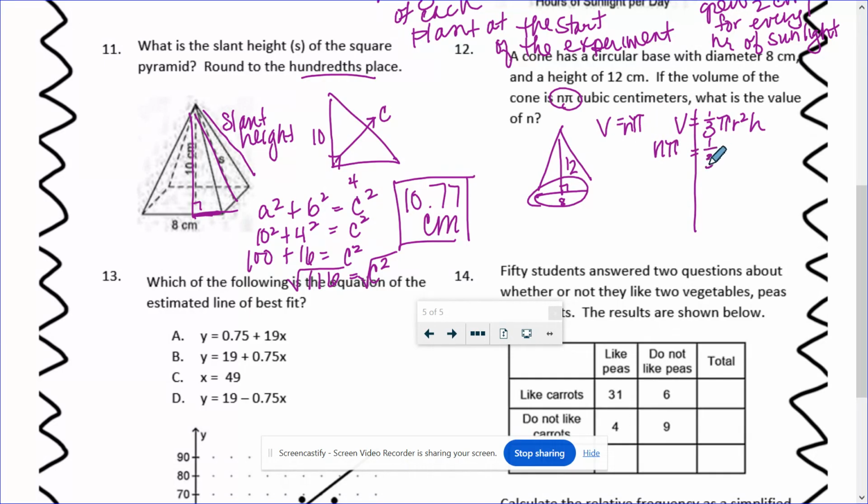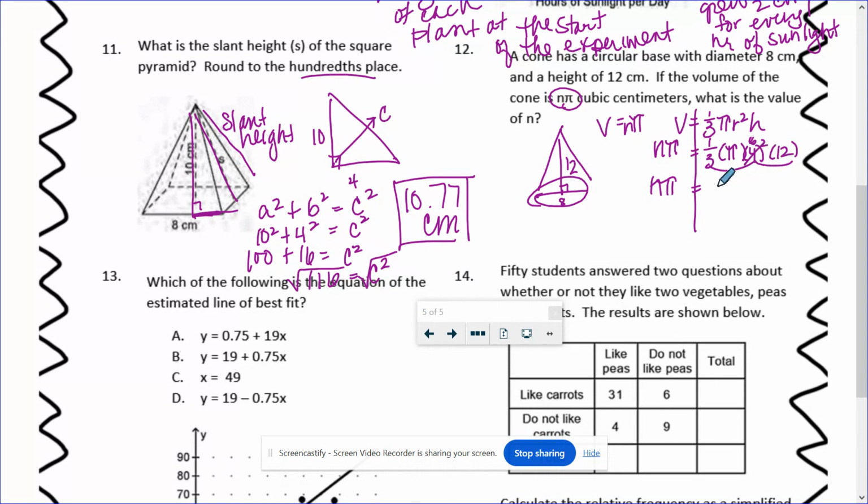I'm going to keep the 1/3. I'm going to keep the pi since they kept the pi. And then I'm going to change my radius to 4 and square it, and the height is 12. So I'm going to try to clean this mess up a little bit. So I am going to just grab my calculator and do all of this multiplying. So I'm taking 1/3 times 16 actually, because 4 squared is 16, times 12.